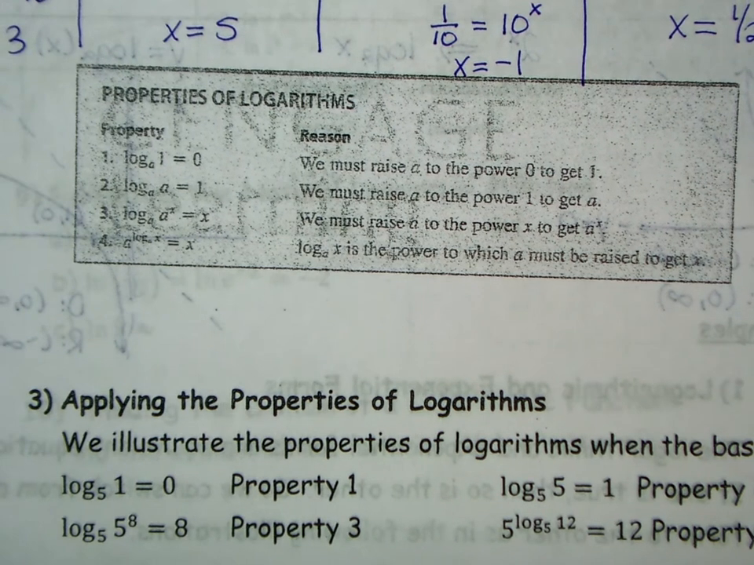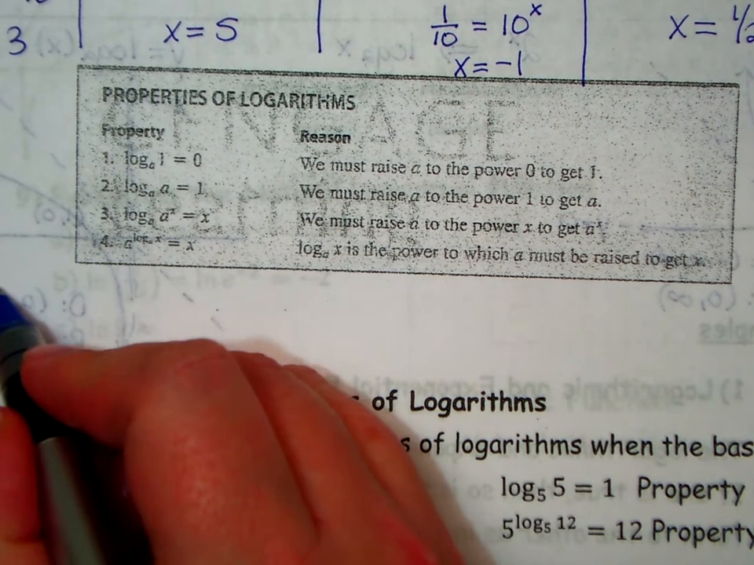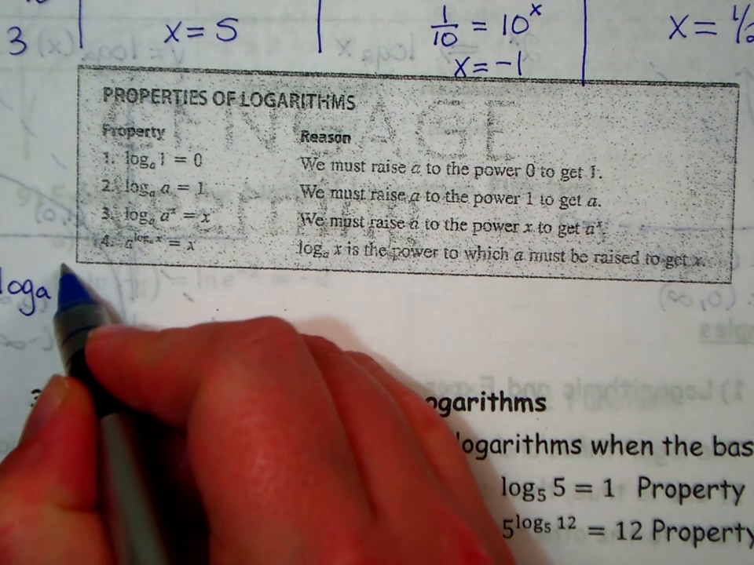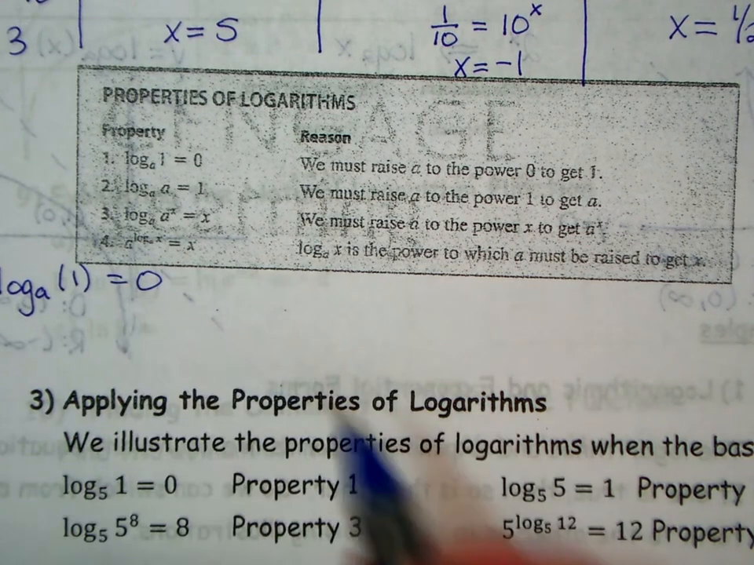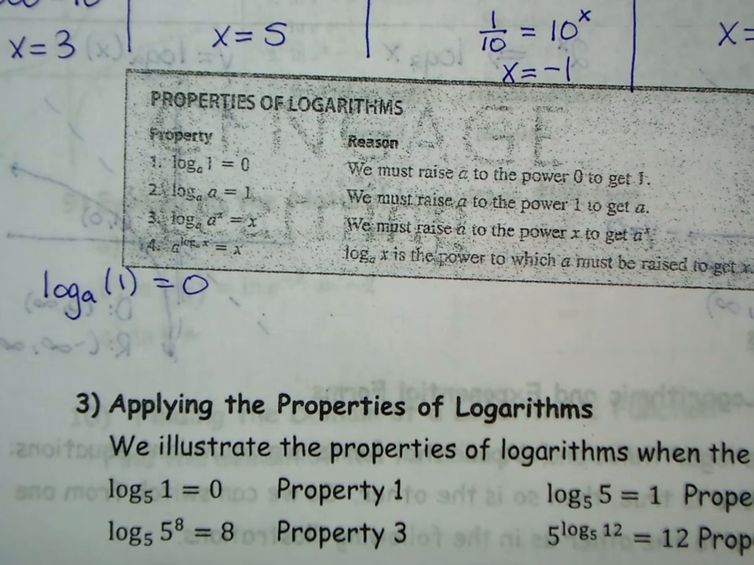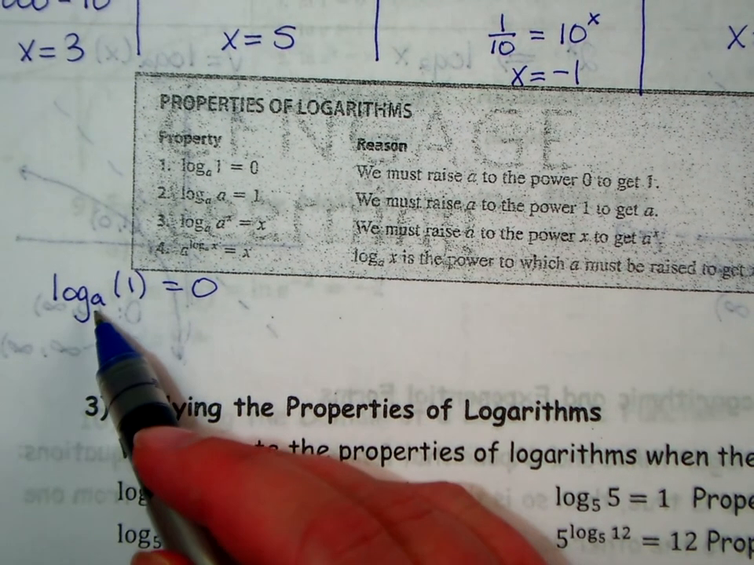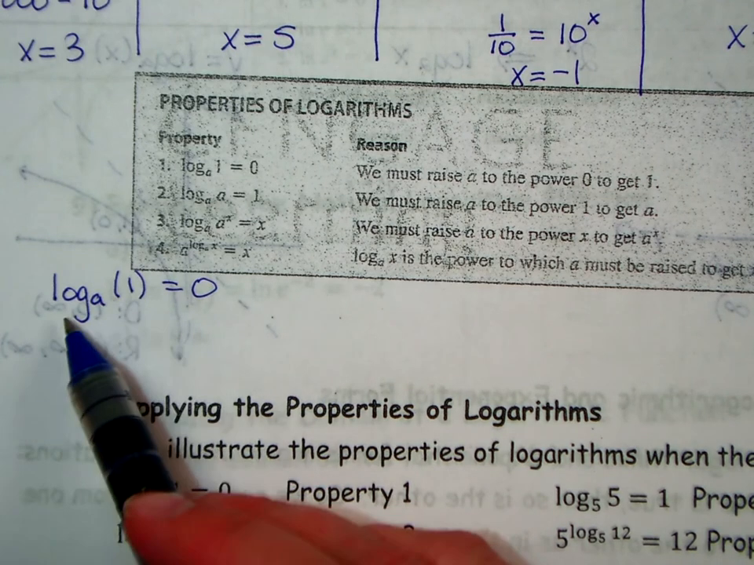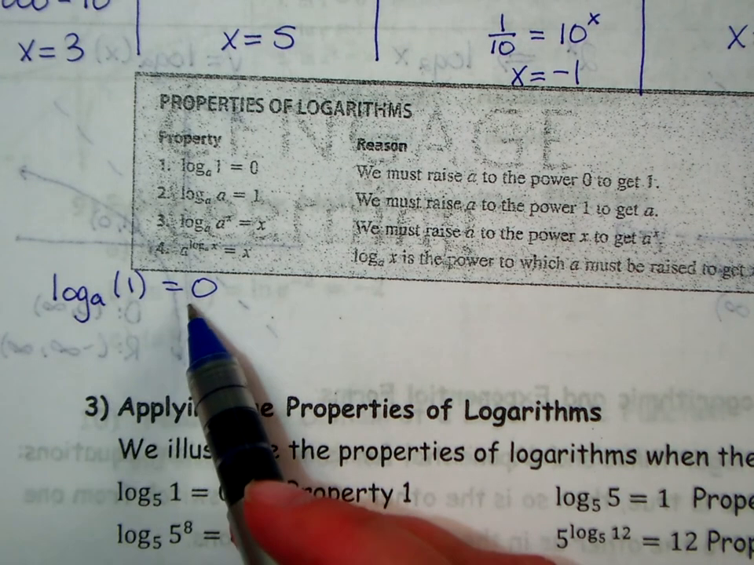But they are interesting. So let's do log base a of 1. Now they're using base a here because it doesn't matter what the base is, right? It could be base 2, base 5, base 10. If you want to take the logarithm of 1, you're always going to get 0.